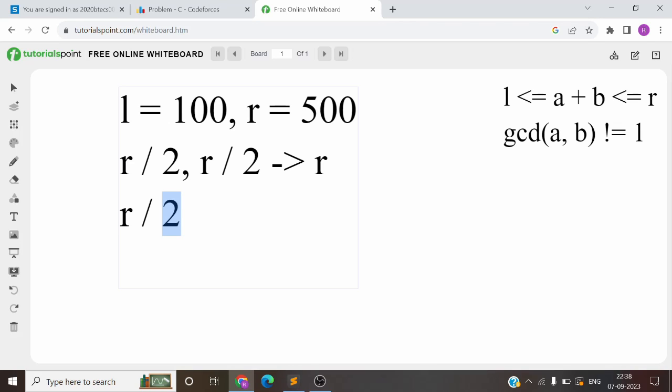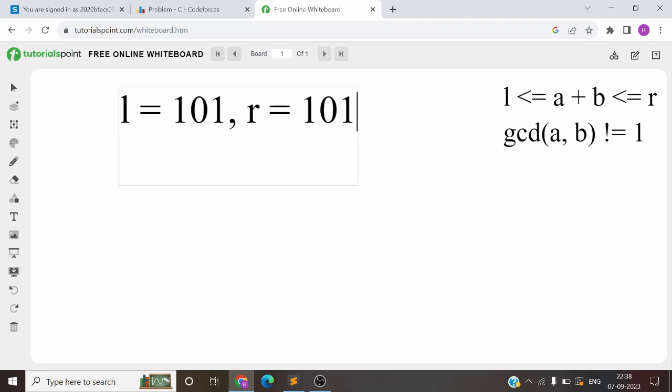So this was very simple. Now there are a few cases. Suppose L and R both are equal and both are odd. Let's just take this particular example. If both are even, then what we will do? Simply, as I said, if R is even, just take R by 2, R by 2.